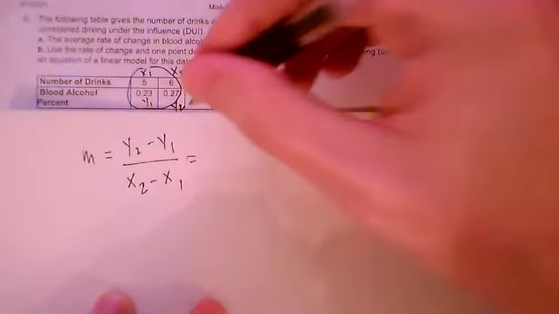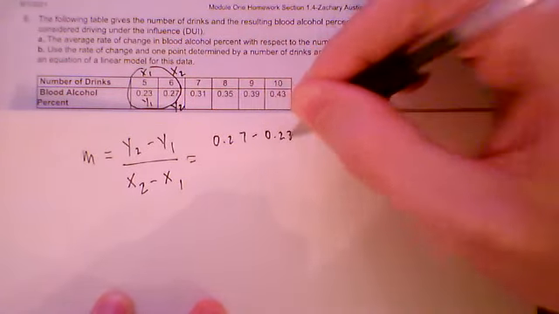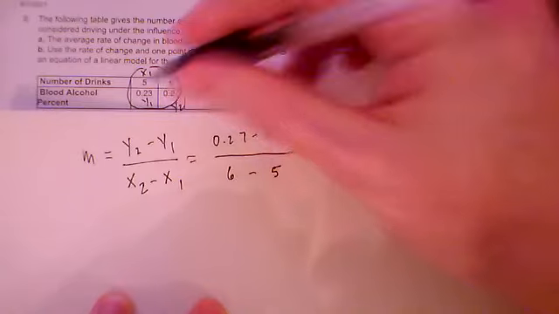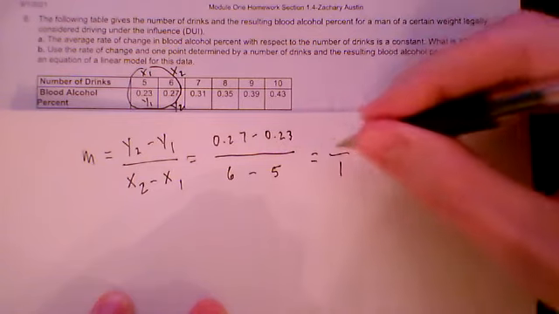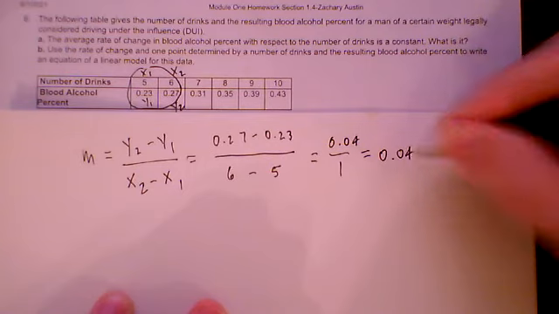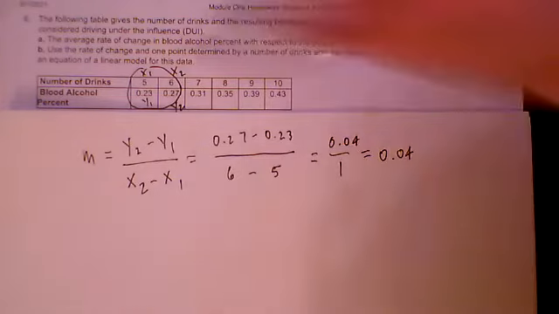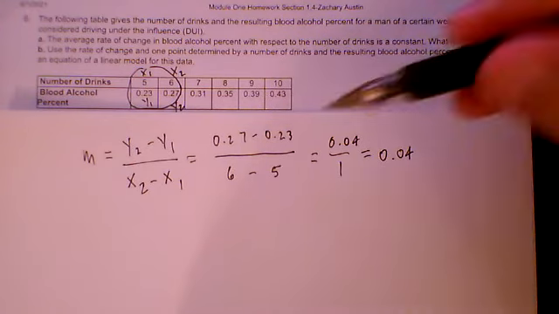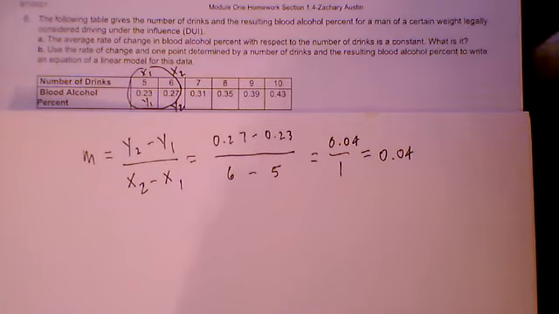Okay, so plug it in. Y2 is 0.27, minus Y1, 0.23, over X2, 6, minus X1, 5. You'll notice I picked 2 points that were right next to each other. A good reason to do that is so that you get this 1 on the bottom and don't have to deal with the fraction so much. And so there's our slope. That's the answer to part A. Part B asks us to use the rate of change and 1 point from the table. Again, it doesn't matter which point we pick. We'll pick 1 to write a linear equation that models this data.